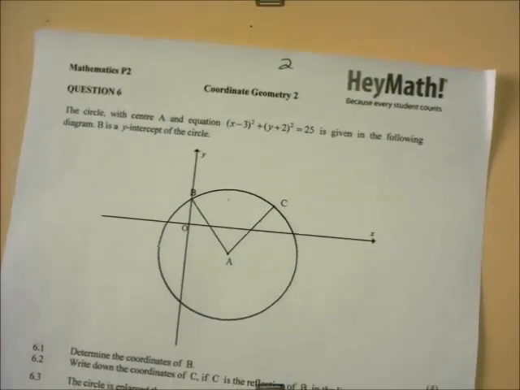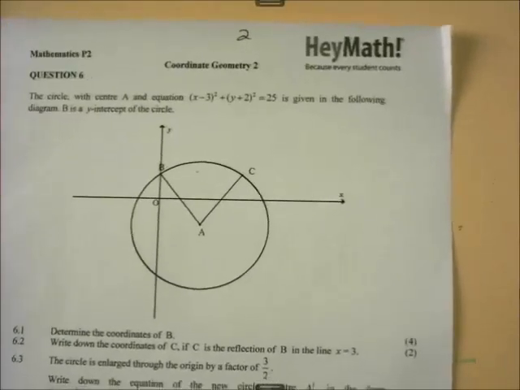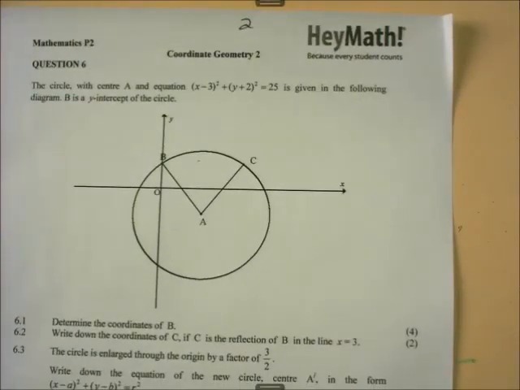That is question 6 now. Question 6 here, we have the circle with the center A, and the equation of that circle is (x − 3)² + (y + 2)² = 25. It's given in the following diagram. And now B is a y-intercept of the circle. Right, the first question here says, determine the coordinates of B, 6.1.